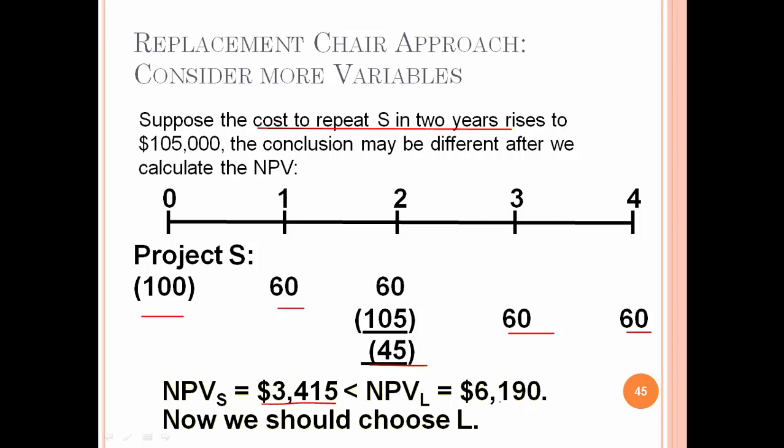And in this case, if it gets more expensive to repeat project S later, then we should choose project L based on the NPV comparison for both 4-year projects. So as you see, what we did here is replicate project S so that we are looking at a 4-year project, which is consistent with project L, and this way we are comparing apples to apples instead of a very short-term project versus a very long-term project.